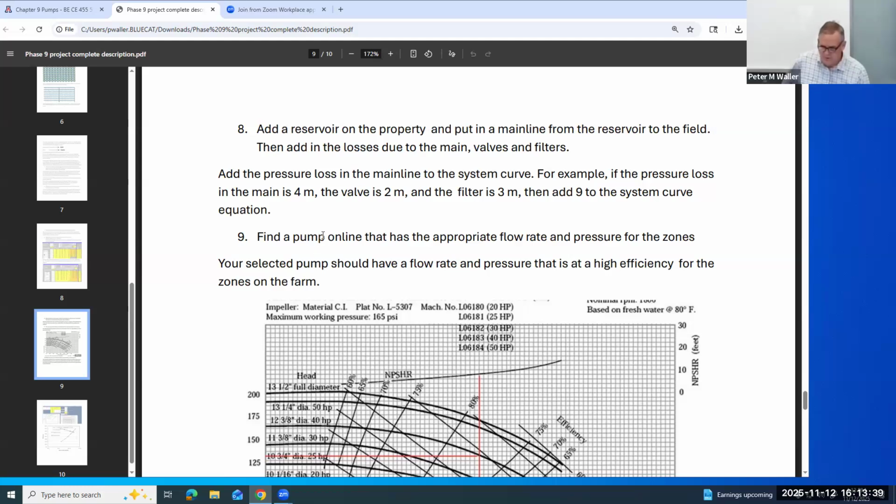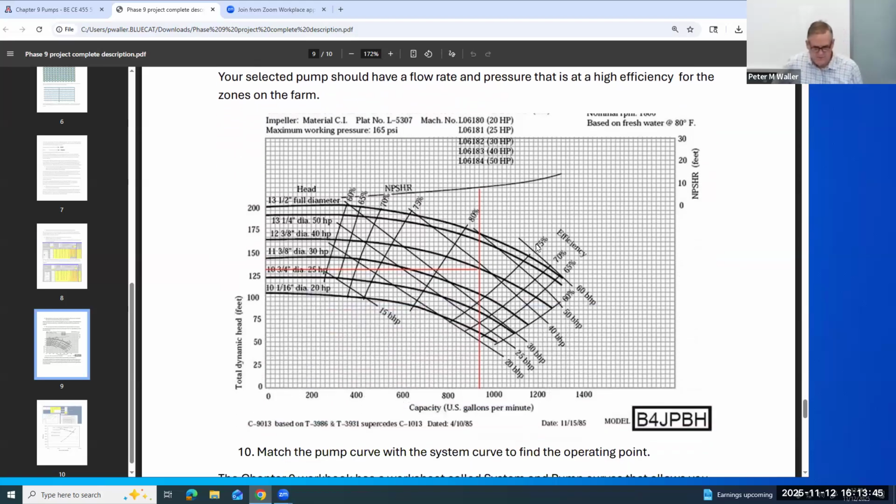Then you need to find a pump online that has the appropriate flow rate and pressure for the zones. These are available online now. They used to be just in catalogs. We used to have a catalog on our desk and flip through it and look at pump curves. But here are the pump curves for the Berkeley B4JBP BH pump.